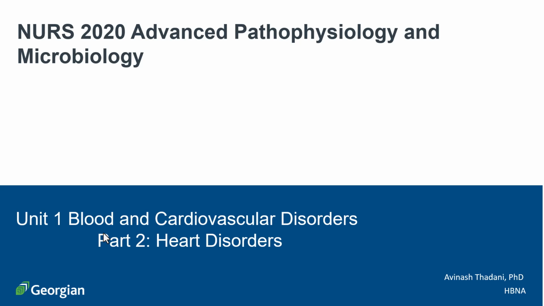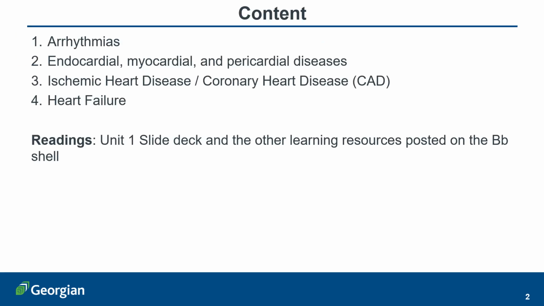In this lesson we're going to be continuing Unit 1, all about the blood and cardiovascular disorders, with a specific focus on the disorders of the heart. Here in Part 2 of the cardiovascular disorders, we will examine the various types of arrhythmias such as atrial fibrillation and ventricular tachycardia. And then we'll move on to look at endocardial, myocardial, and pericardial diseases, which are diseases that affect the various coverings of the heart.